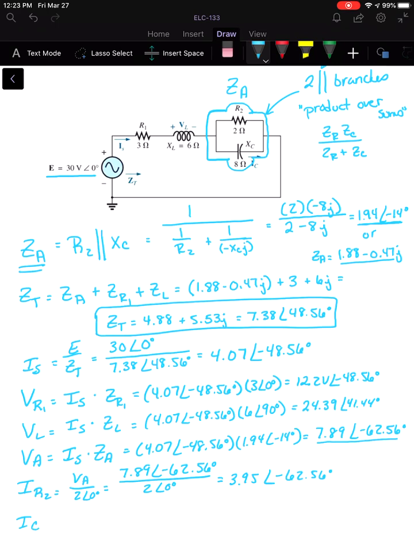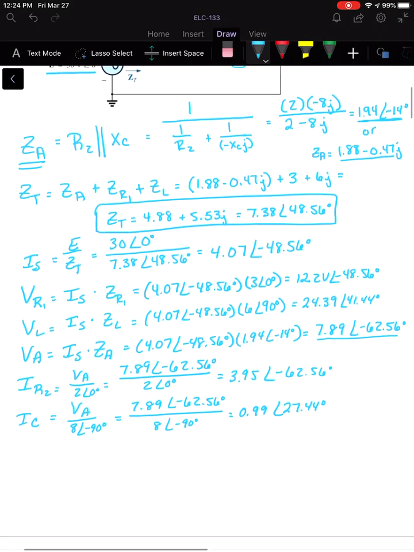And for our capacitor current, it's the same voltage because it's in parallel with that resistor. And this time I'm dividing by 8 at negative 90 degrees. That's the capacitor impedance. So 7.89 at negative 62.56 degrees divided by 8 at negative 90 degrees. That means I've got just under 1 ampere at an angle of 27.44 degrees.